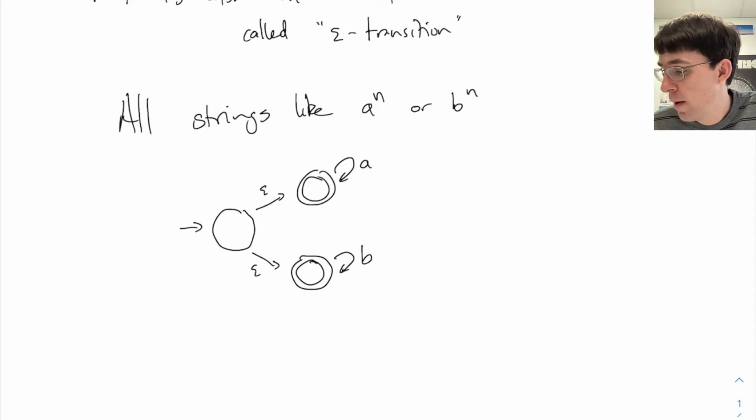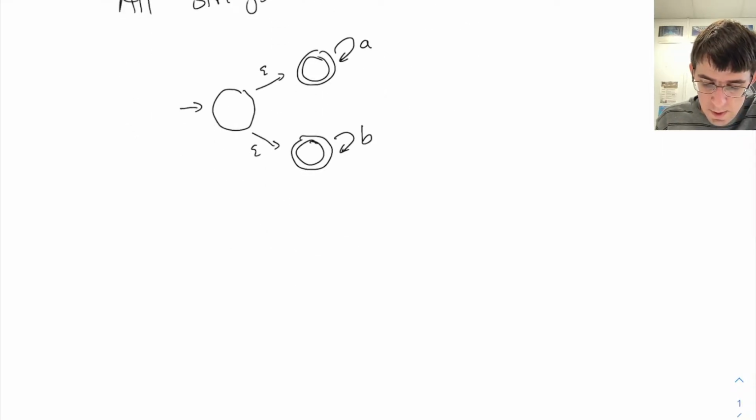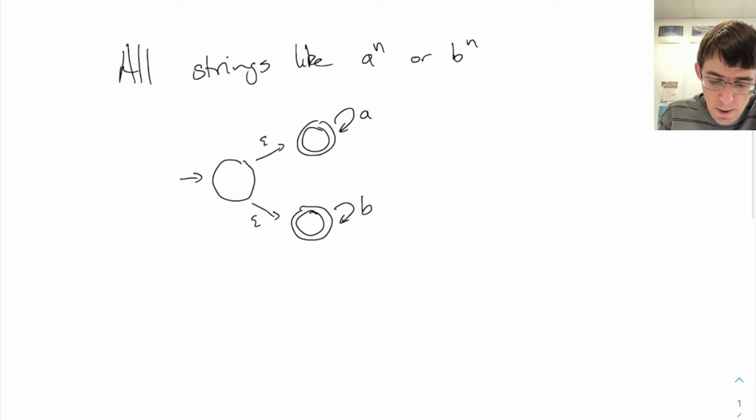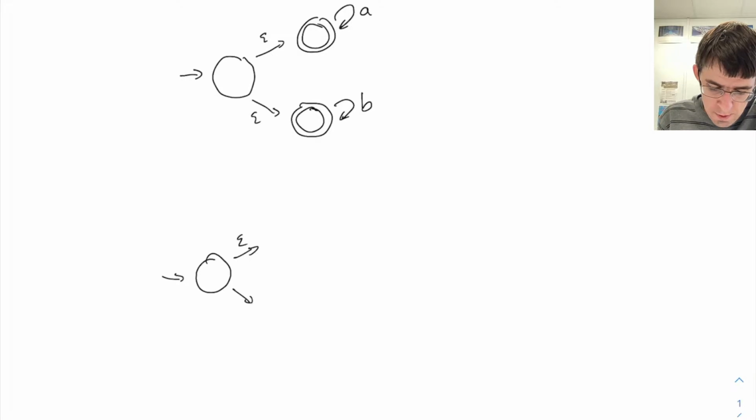All right. How about a little variation on that? Let's do the same thing. So this accepts A to the N or B to the N. How about something like, I'm just going to add one extra arrow here.